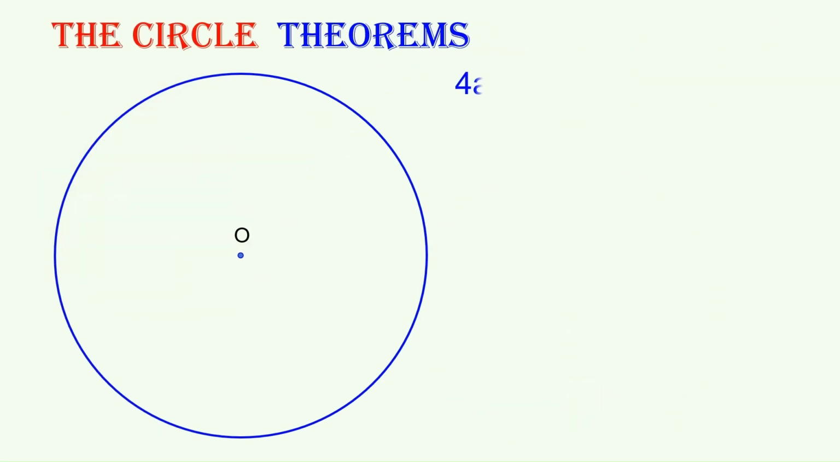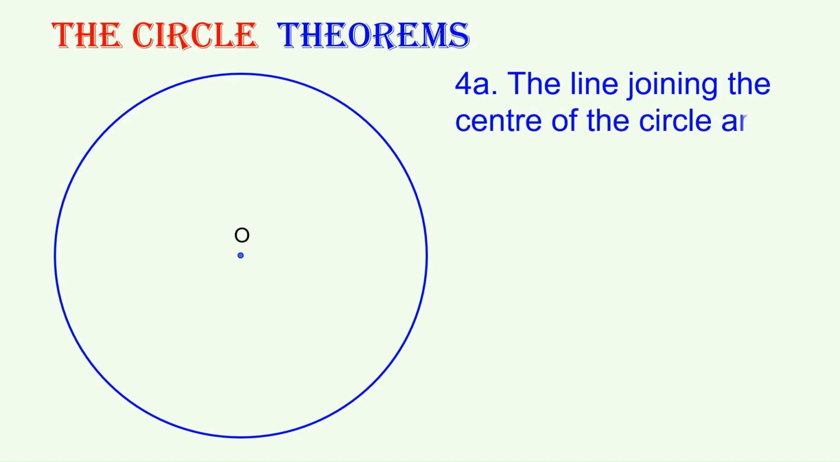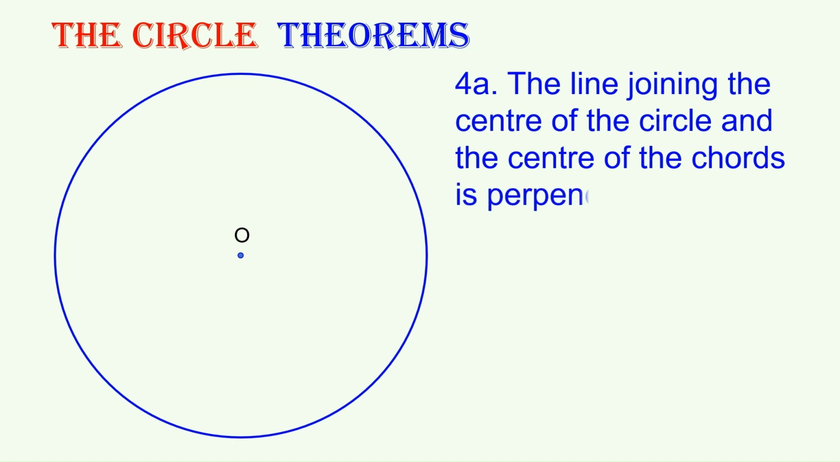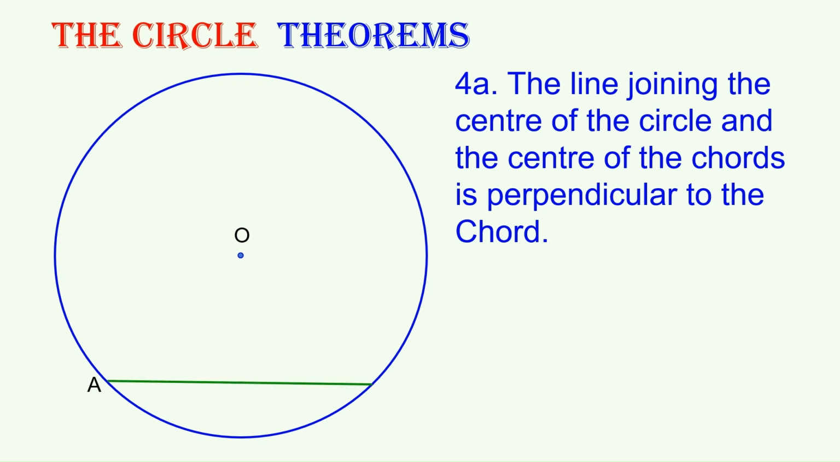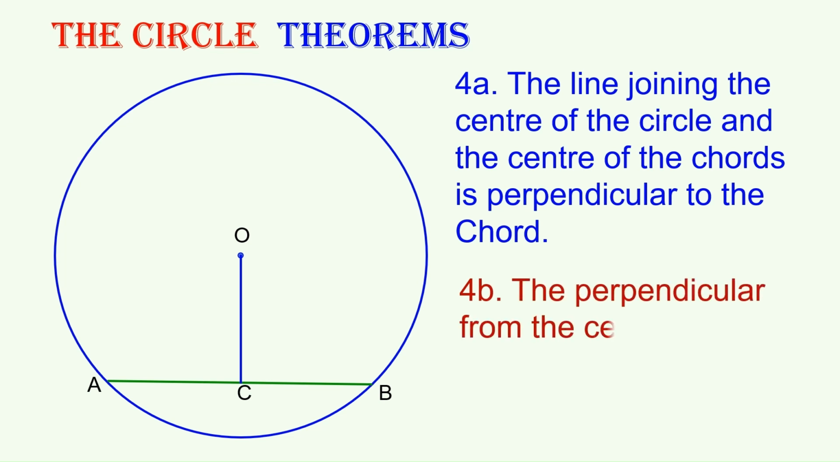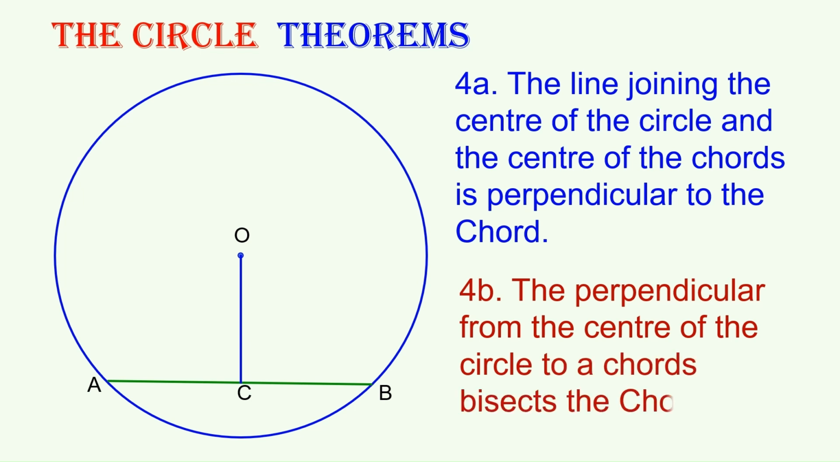The circle theorems. Number 4a. The line joining the center of the circle and the midpoint of the chord is perpendicular to the chord. Number 4b. The perpendicular from the center of the circle to a chord bisects the chord. The second statement of the theorem is the reverse of the first statement of the theorem.